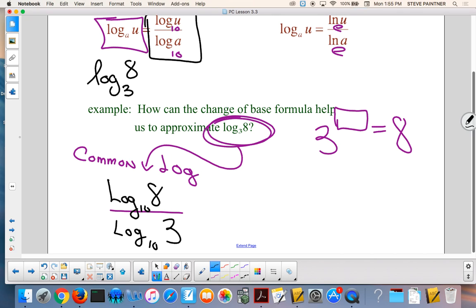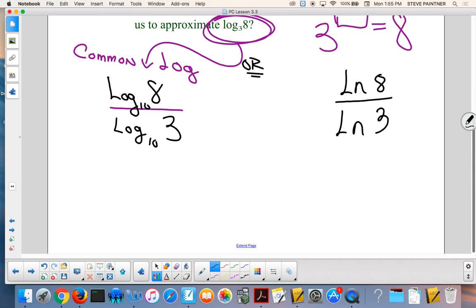Or you can do what? You can do the natural log. You can do it this way: the natural log of 8 divided by the natural log of 3. Either way you do it, guys, you're going to get the same answer. Punch it in. And don't let the other guy do it. Punch it in. This one's base E, by the way. As long as your bases are the same, it's going to work.